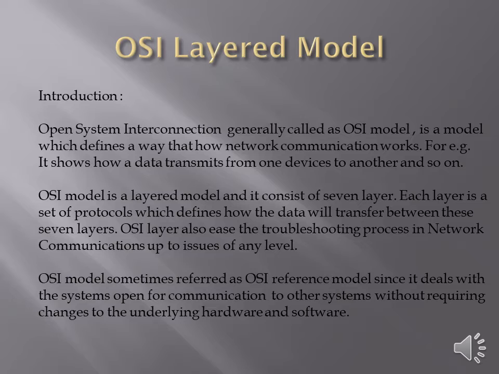OSI layered model. Open System Interconnection, generally called the OSI model, is a model which defines the way network communication works. For example, it shows how data transmits from one device to another and so on. The OSI model is a layered model and it consists of 7 layers. Each layer is a set of protocols which defines how the data will transfer between these 7 layers.